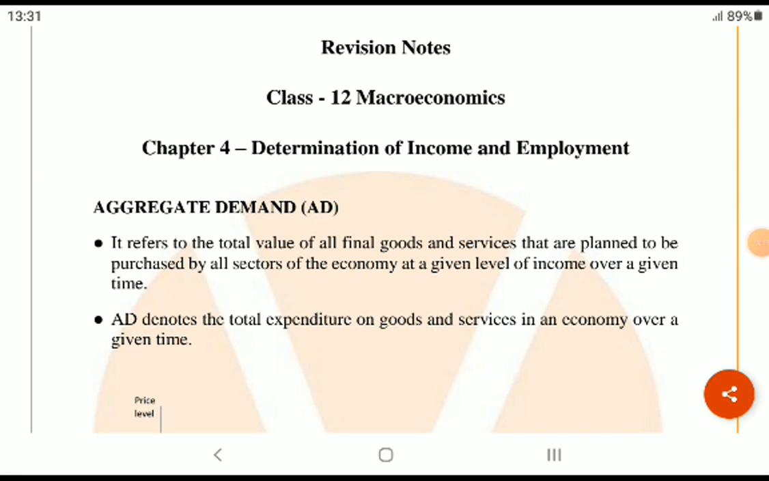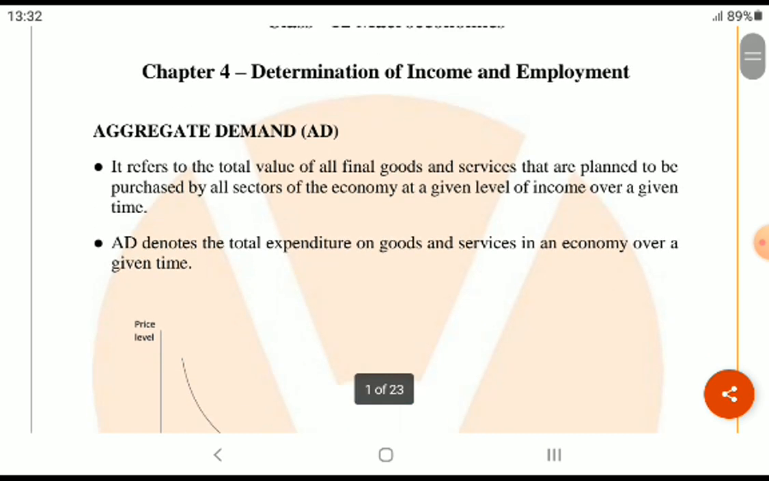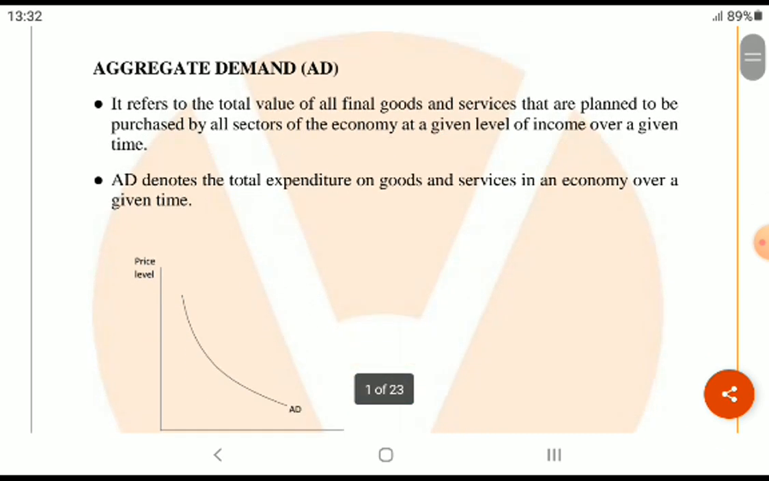In this video, I am going to talk about the revision notes of CBSE Class 12 Macroeconomics Chapter 4, that is Determination of Income and Employment. The first topic is aggregate demand.